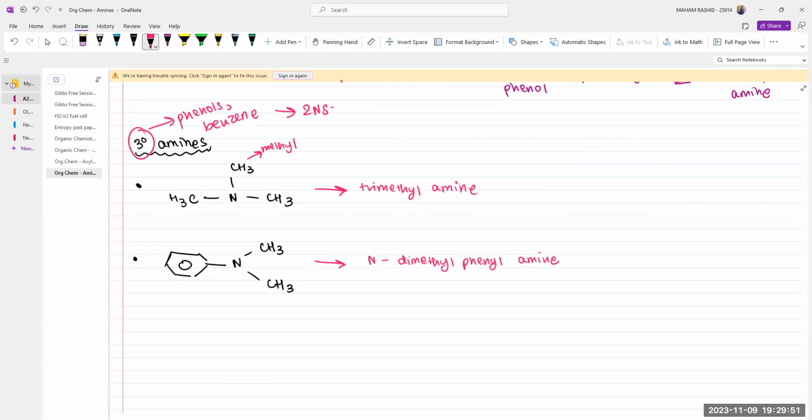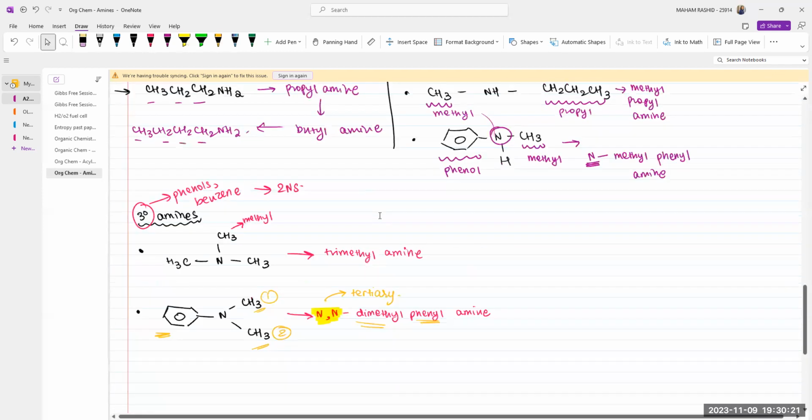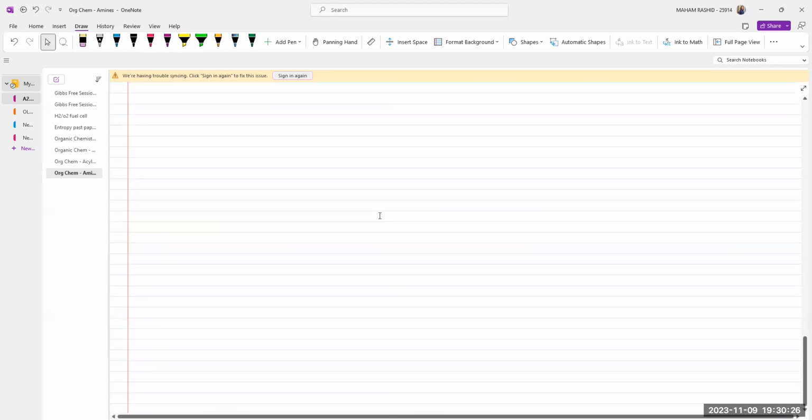So this is going to be N,N-dimethylphenylamine. And why do we have two N's? Because it's tertiary. Dimethyl because we have one methyl, two methyl, phenyl, and this is an amine, right? Okay, naming ho gaye. Do you have any questions with the naming? No question. Okay, great.